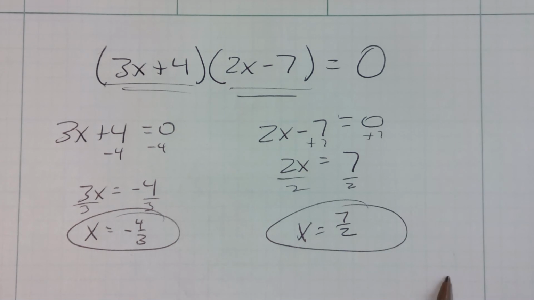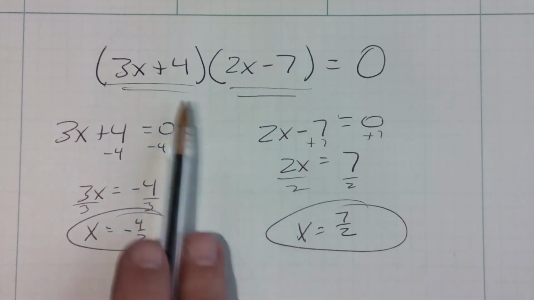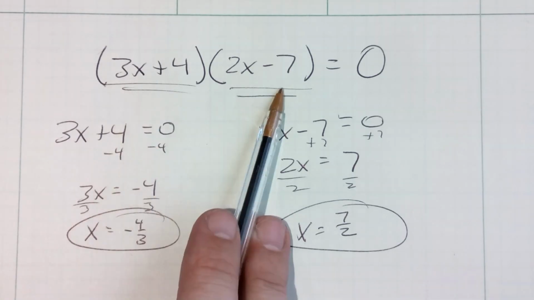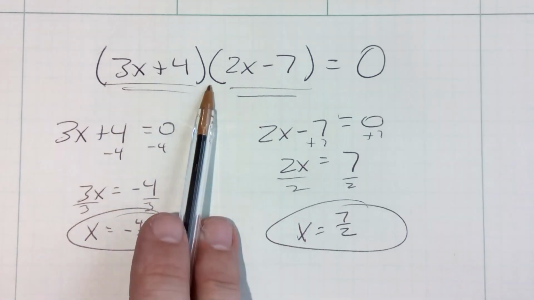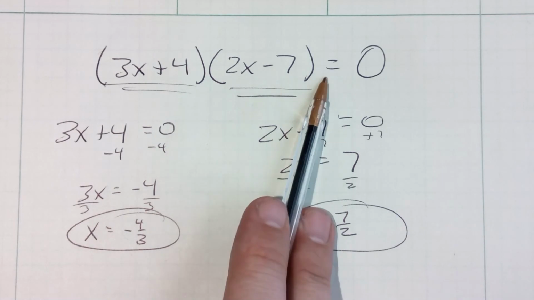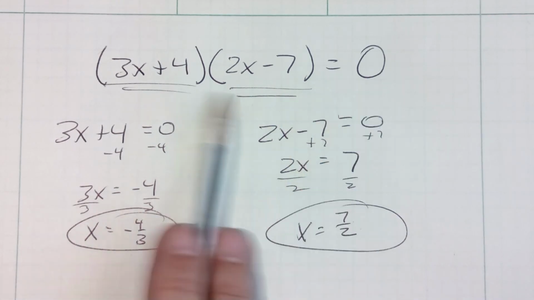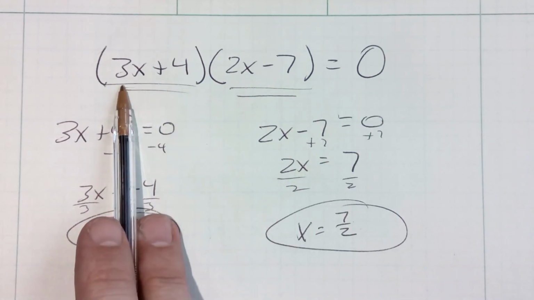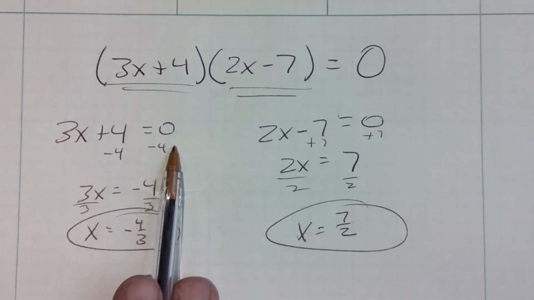But again, if you have any questions on this, please bring them to class. But just remember, whatever factors they give you, whatever sets of parentheses that are being multiplied together that's equal to 0, make sure you just set each of those separate parentheses equal to 0 individually and solve.